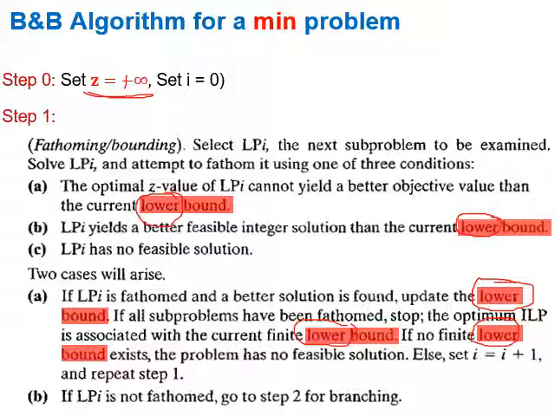Or the second case is this. If LPi is not fathomed, we go to step 2. Okay, so for step 1 of the algorithm, the changes that we need to make for a minimization problem are these. Initially, we set the z value to plus infinity. Then we replace every lower bound in the algorithm with upper bound.